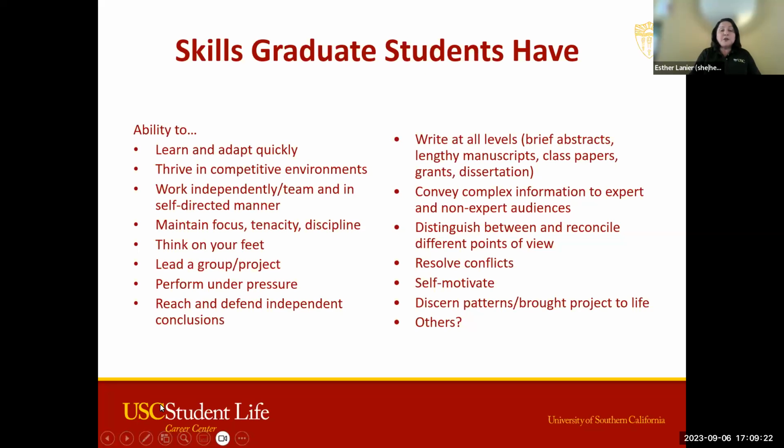Okay, so skills that graduate students have. If you're a master's degree student or a PhD, which I do hope there are some in this call today, think about yourself as a student: you adapt quickly, you thrive in competitive environments, you work independently or in a team, you have discipline, you can think on your feet, and you can write at different levels. You may also have various technical skills that you bring to the table.